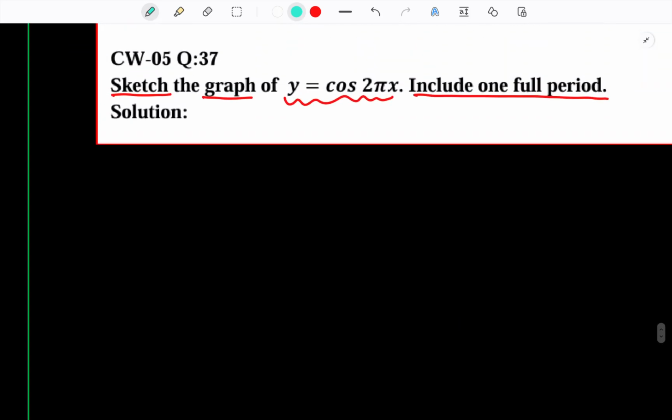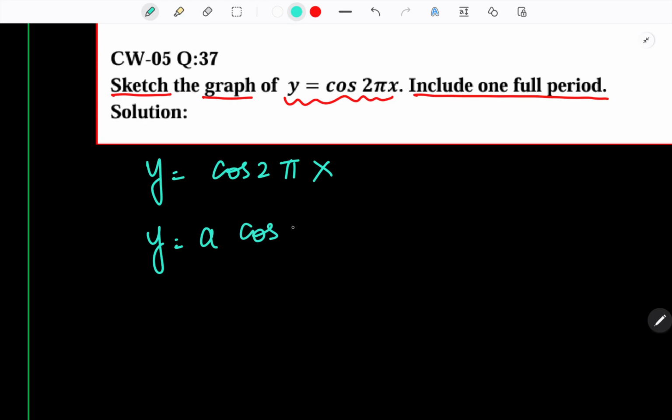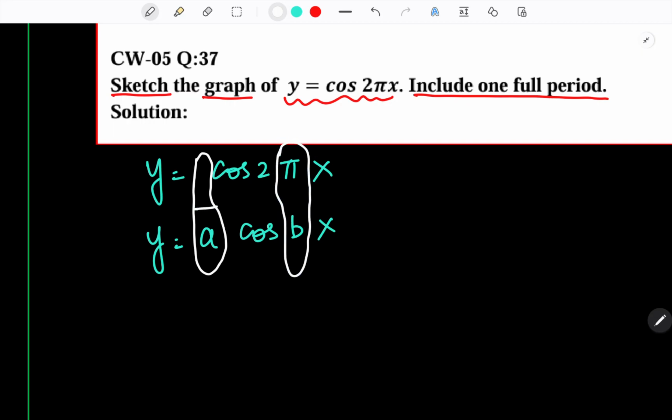Let's go for the graph of y is equal to cosine 2 pi x, include one full period. Okay, let's start now. So your curve is y is equal to cosine 2 pi x. What is the pattern of the cosine curve? A cos bx. We are going to compare these two. When you compare, what's the value of A? Don't say 0, it's 1. A is 1 and B is equal to how much? 2 pi. I missed the 2, you see. Whatever the coefficient of x. I wanted to see whether you're looking at the 2 or not. So B is equal to 2 pi. This is your A, this is your B.